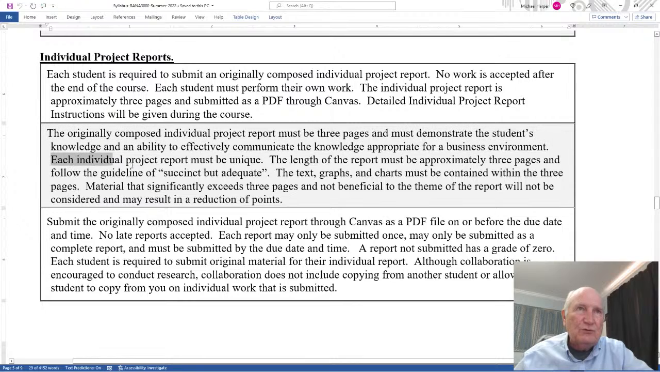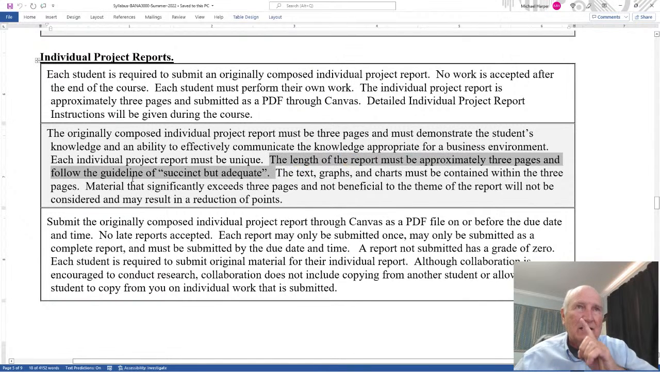Each individual report must be unique. What I mean by that is you write your own report. Don't let someone else write it for you, and don't show anyone what you do. Each writing should be original. You can cite someone, but cite them, say this came from them, but then you write it in your own words. The length of the report must be approximately 3 pages and follow the guidelines of succinct but adequate.